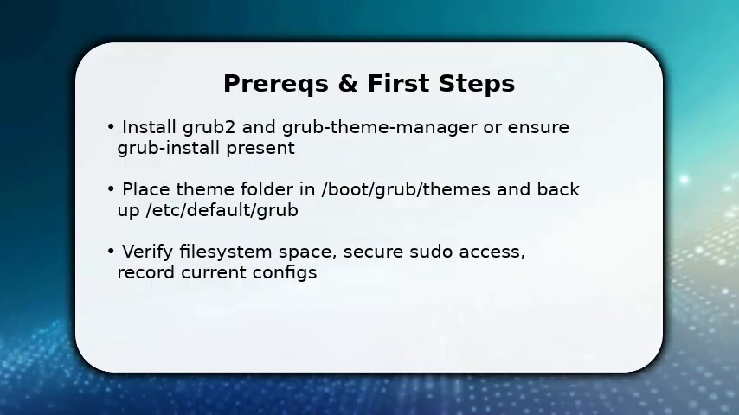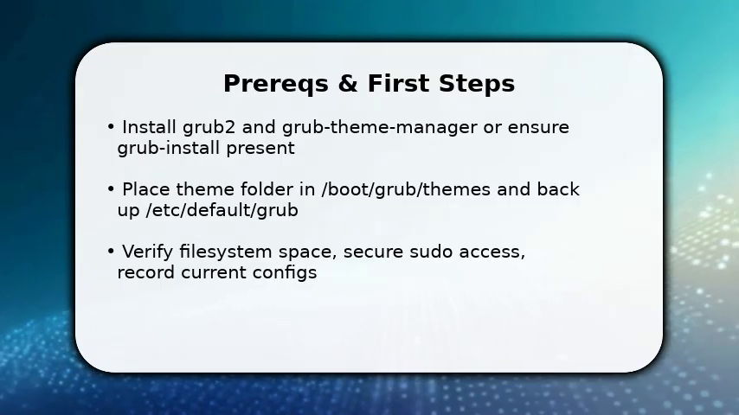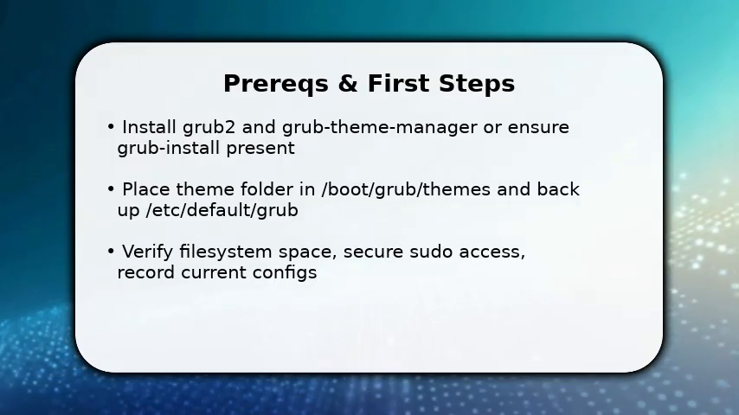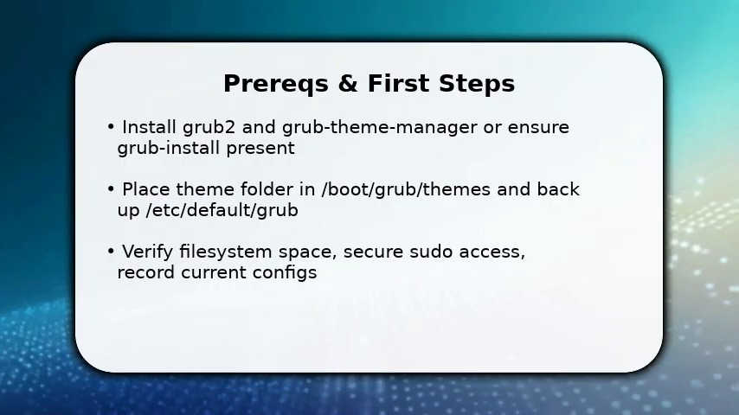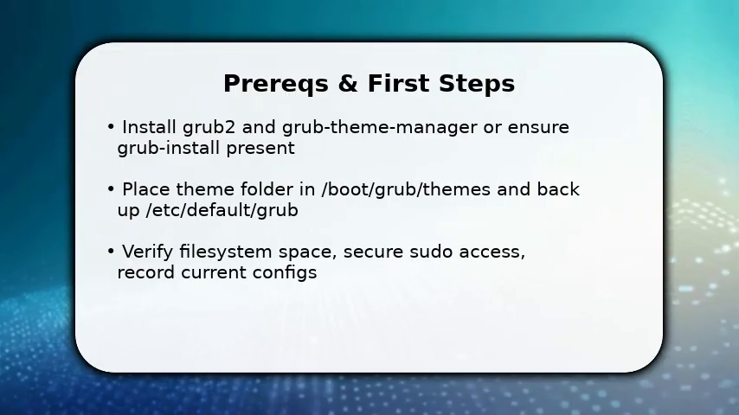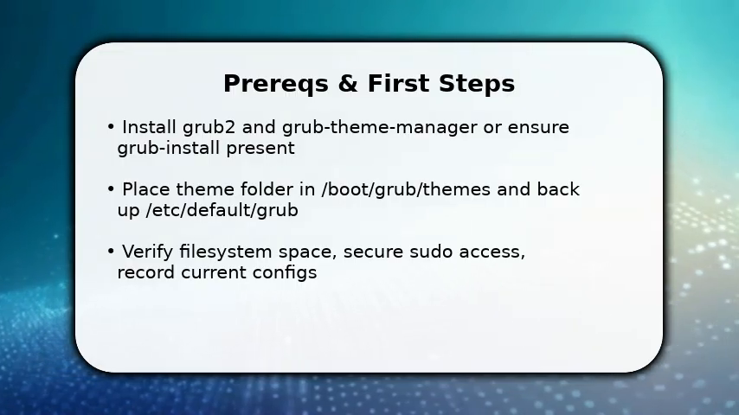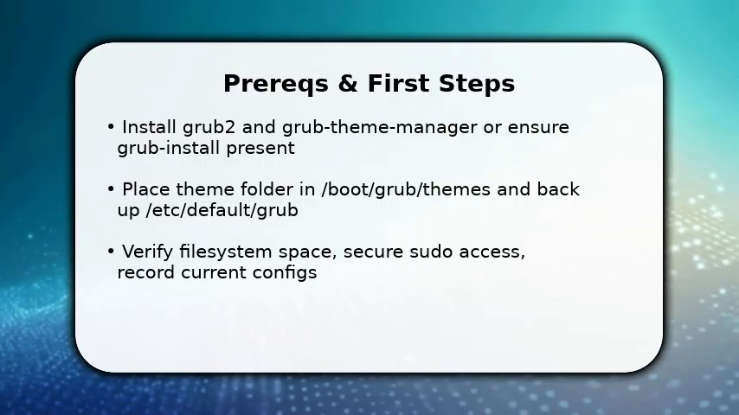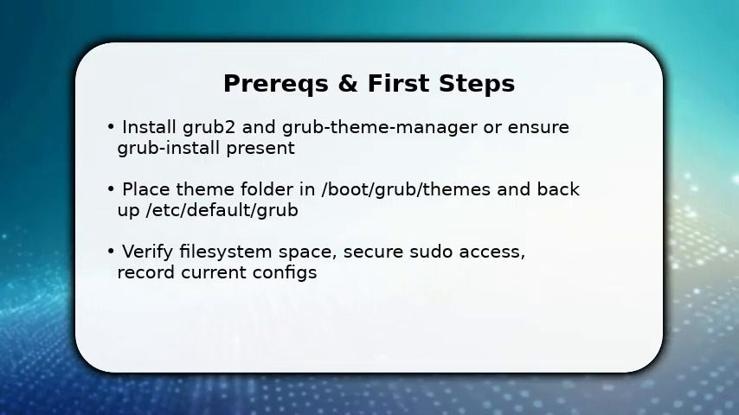You start by confirming prerequisites. GRUB 2 installed, sudo access, and a theme package ready. Once done, copy the theme folder into /boot/grub/themes and keep a backup of /etc/default/grub so you can revert. Make sure to check disk space and ownership.